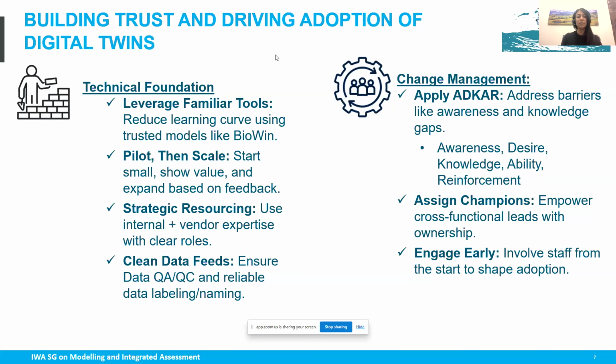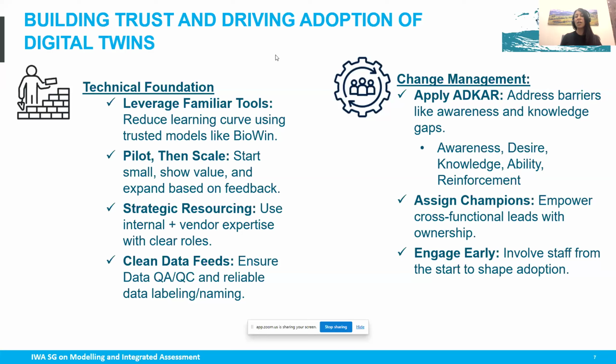And also strategic resourcing, so using the vendor, consultants, and defining clear roles and responsibilities for every team member involved is key for ensuring that the project progresses and the technical components are addressed in a timely manner. And the data quality is also very important. You want to make sure that the data you feed into your digital twin is reliable so that your outputs are reliable as well.